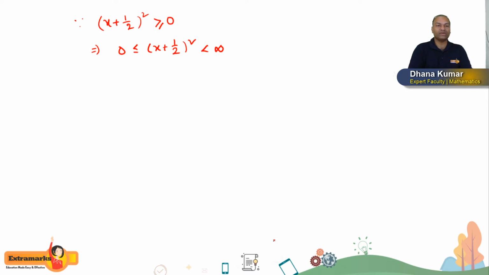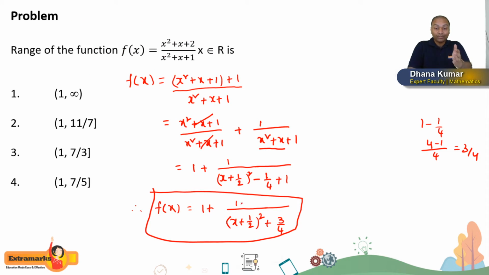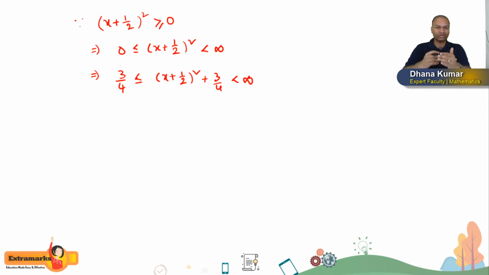Adding 3 by 4 on both sides implies 0 plus 3 by 4, which is 3 by 4, less than or equal to x plus 1 by 2 whole square plus 3 by 4, which is less than infinity. Infinity plus 3 by 4 means infinity. But in the actual question you see 1 by this, so you write the reciprocal. Whenever you write the reciprocal, the inequality will change.